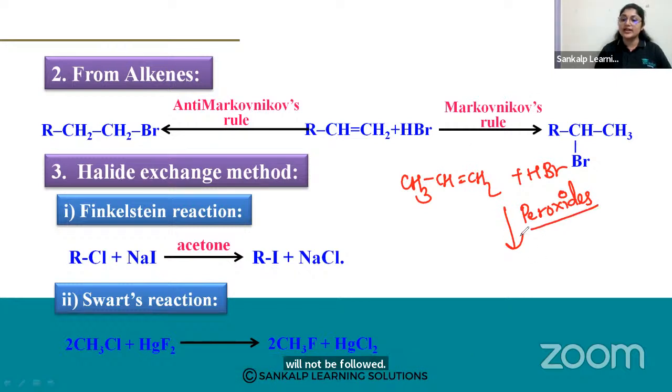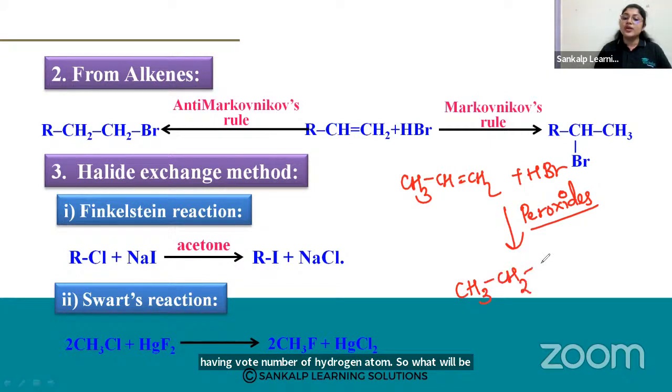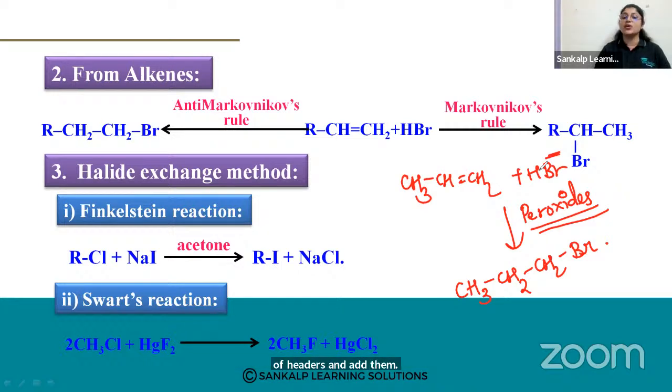So whenever there is peroxide, the negative part will be added to the carbon which has more hydrogen atoms. So what will be the answer? It will be CH3, CH2, and CH2Br. So like this will be the answer. Whenever you have anti-Markovnikov rule, that is in the presence of peroxide, the negative part will be added to the carbon with more hydrogen atoms, and the positive part will be added to the carbon with the least number of hydrogen atoms. So whenever peroxide or anti-Markovnikov rule is written on the arrow, then it will be reversed.